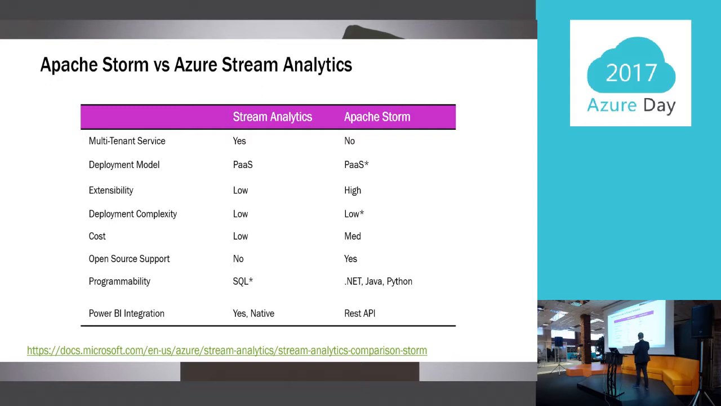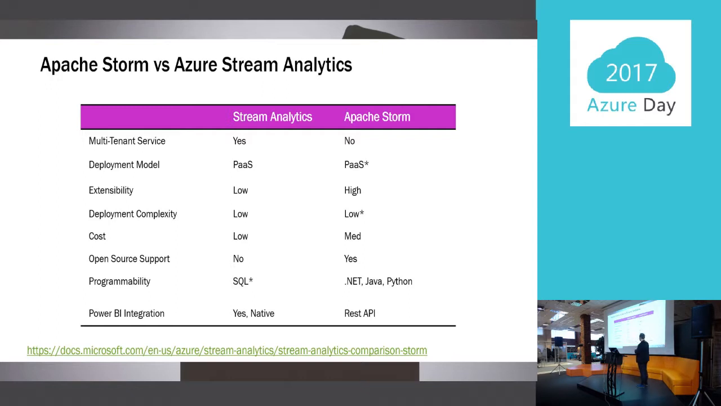And extensibility: Stream Analytics has definitely lower extensibility, so you can't connect it to multiple sources outside of the ones provided by default, which is actually quite a lot if you're an Azure developer, so you should be satisfied. Deployment complexity is very, very low compared to Apache Storm. As I said, it takes a while to understand how Storm works. Cost is definitely lower with Stream Analytics. Open source support for Stream Analytics, not really. I have not seen a lot of open source projects willing or starting to connect to Stream Analytics at this stage.